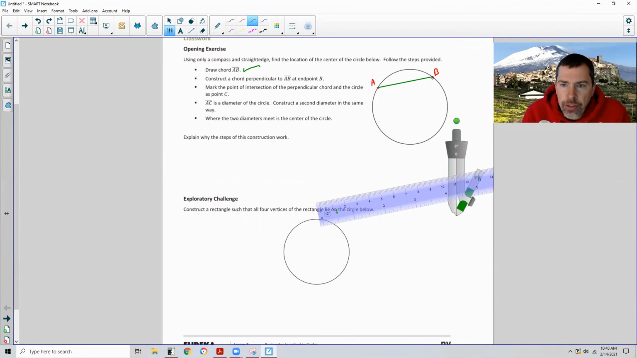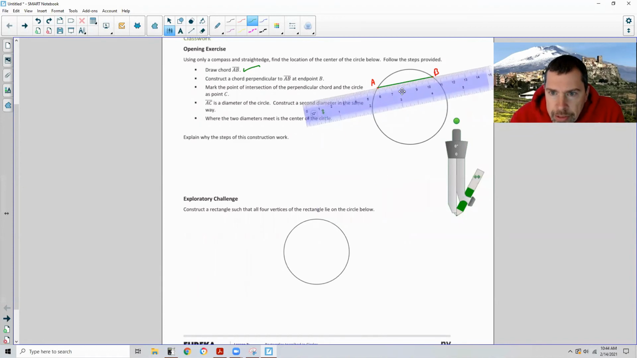Construct a chord perpendicular to AB at endpoint B. So I want to draw another chord that's 90 degrees perpendicular to AB from the point B. To draw a perpendicular from an endpoint, you need to extend the segment that you have. Let me use blue. Beyond that point, like so.